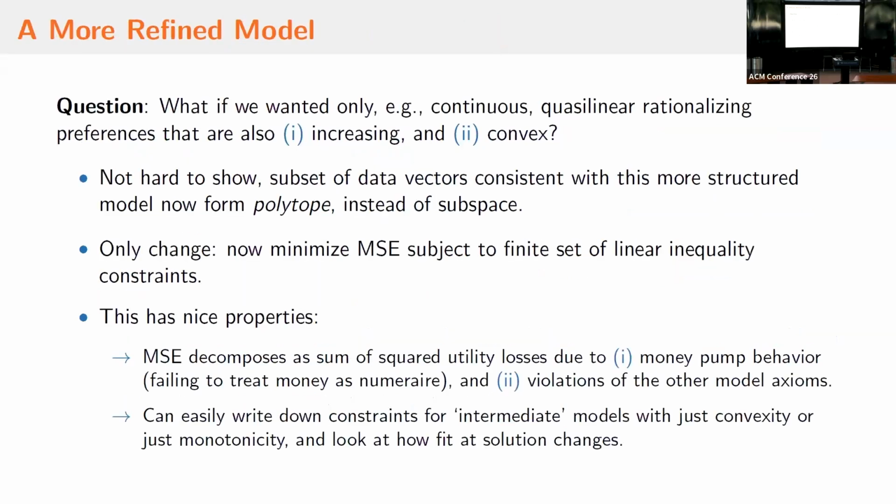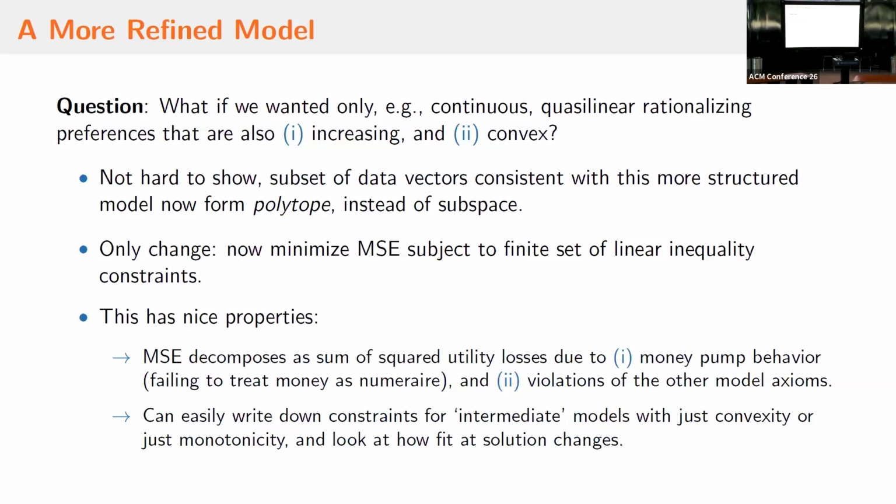Now, oftentimes we want more than just quasi-linearity. Maybe we want a richer model where I want to consider only those preferences that are quasi-linear, continuous, increasing, and convex. This is a classic demand theory type of axiom. Well, if we layer on these additional assumptions, it's not hard to show that the subset of data vectors consistent with this more structured model now forms a polytope instead of a linear subspace.